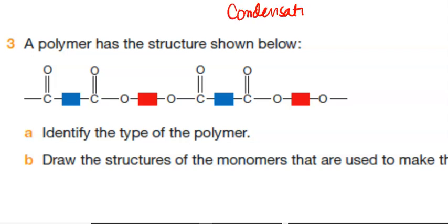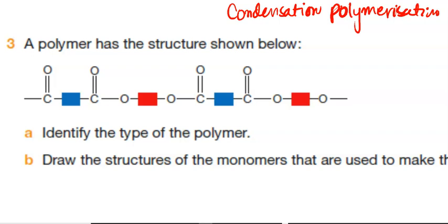condensation polymerization. Why do we call it condensation polymerization? Because we can immediately identify it is condensation because of the specific functional groups. So you can see it has an ester linkage in this partial chain structure.